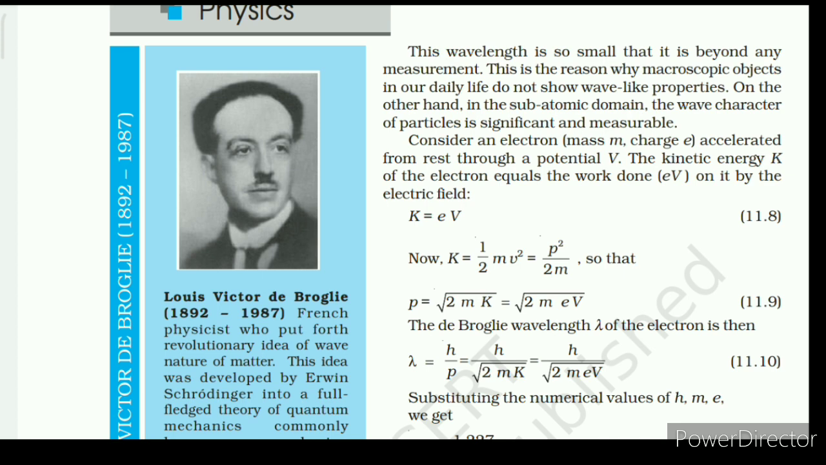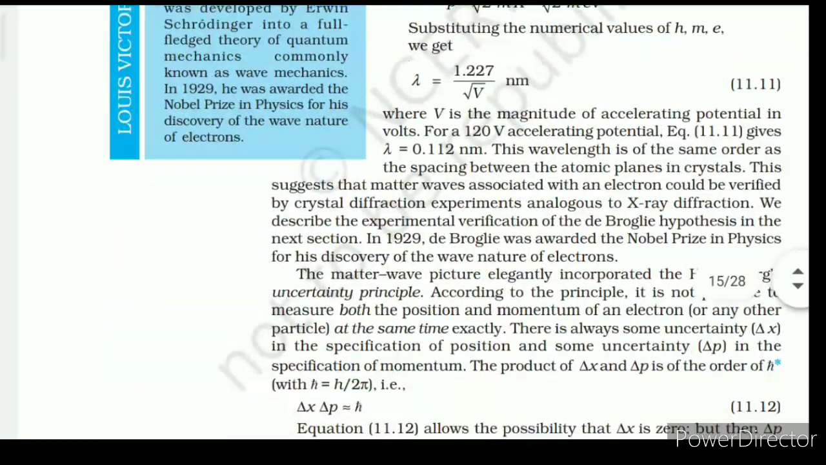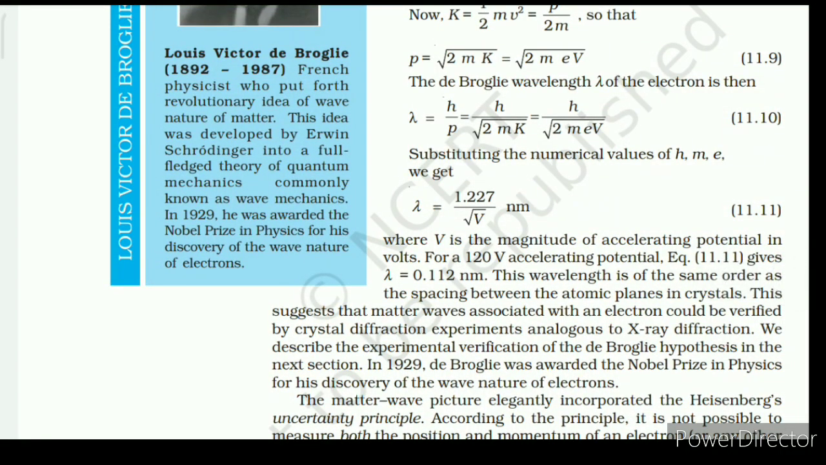The matter wave picture elegantly incorporated Heisenberg's uncertainty principle. According to the principle, it is not possible to measure both the position and momentum of an electron at exactly the same time. There is always some uncertainty delta x in the specification of position and some uncertainty delta p in the specification of momentum. The product of delta x and delta p is of the order of h bar, with h bar = h/2 pi. That is, delta x times delta p is approximately equal to h bar.